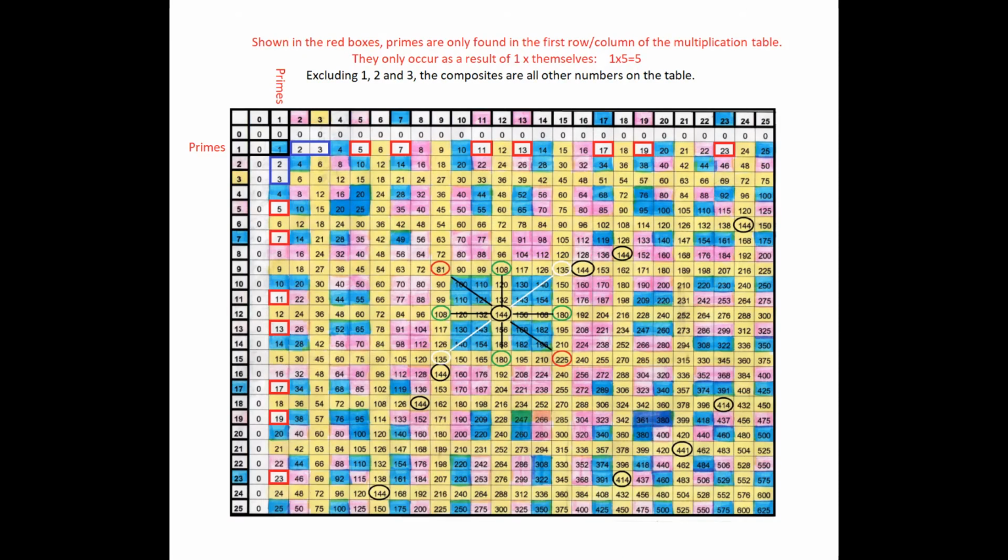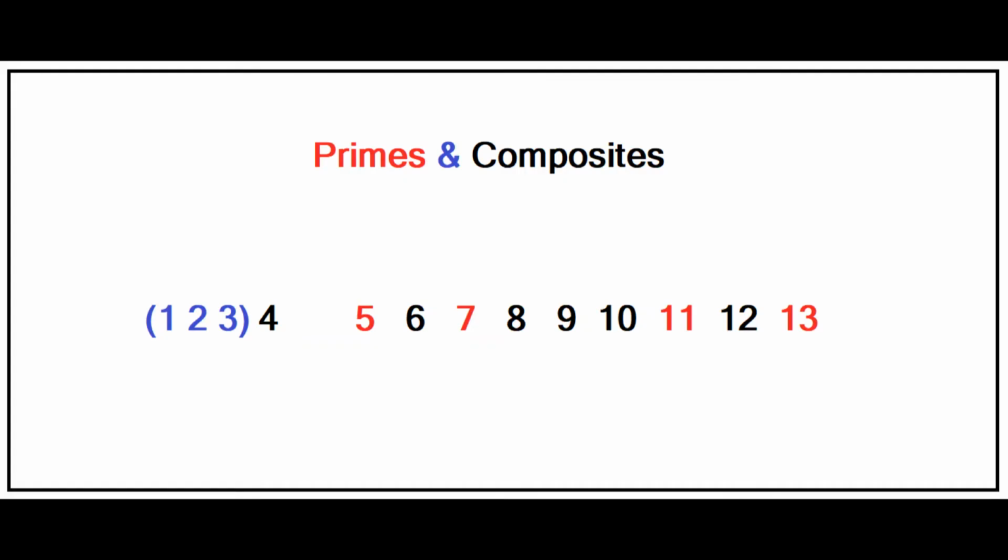Here's our multiplication table. You can see the red boxes along the top row and then the left-hand column. Those contain the prime numbers. Prime numbers can only be created by multiplying 1 times themselves. Outside of 1, 2, and 3, all of the other numbers on the multiplication table are composites, meaning they are created in more than one way, outside of just 1 times themselves. By understanding how one piece of this geometry is formed, you can understand how they are all formed.